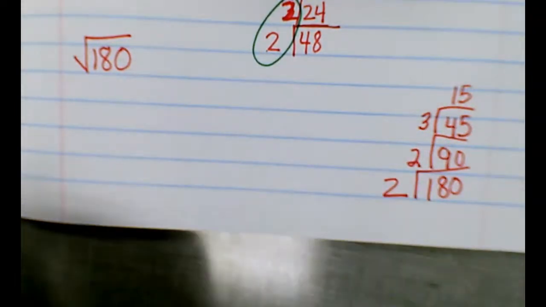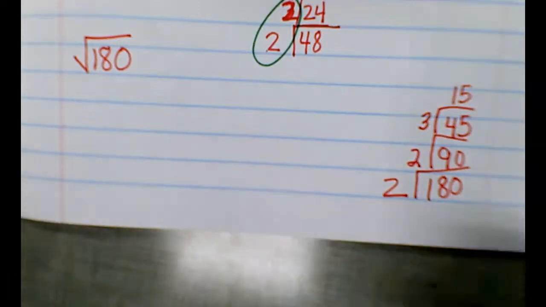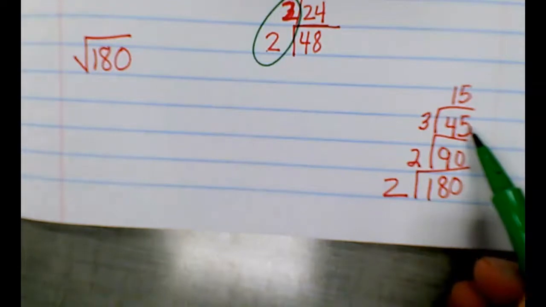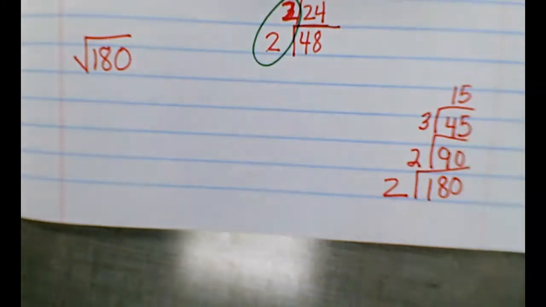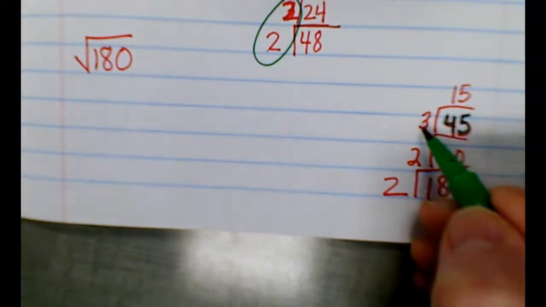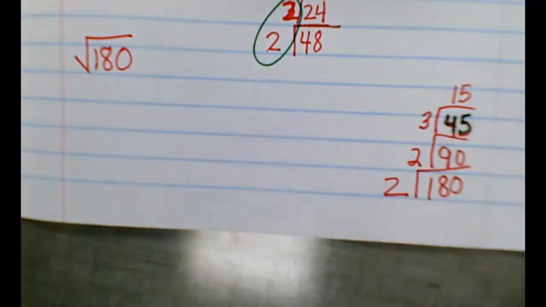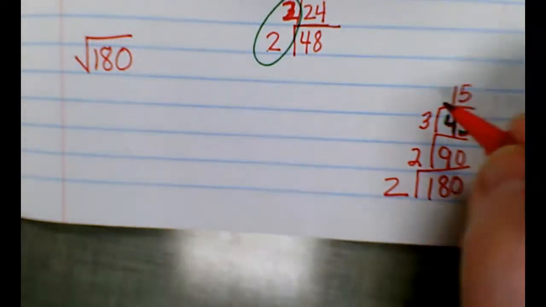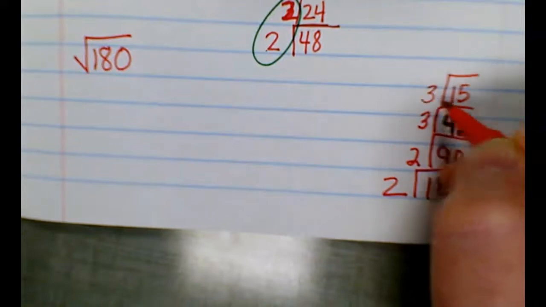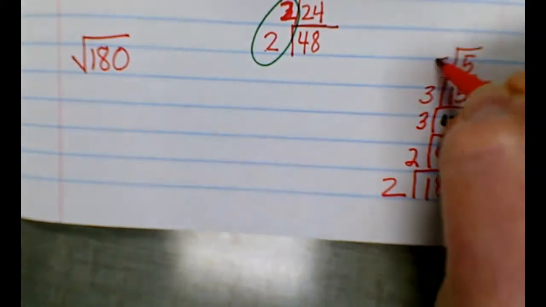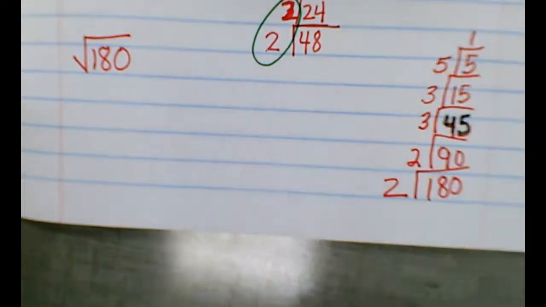Did I tell you the trick to tell if something is divisible by 3? 4 plus 5 is 9. 3 goes into 9, so 3 will go into 45. If you add these two numbers together and they're divisible by 3, then 3 will go into the number. What's 1 plus 5? Will 3 go into 6? Then 3 will go into 15. Will 3 go into 5? No. 5 will go into 5, and you have 1 left over.